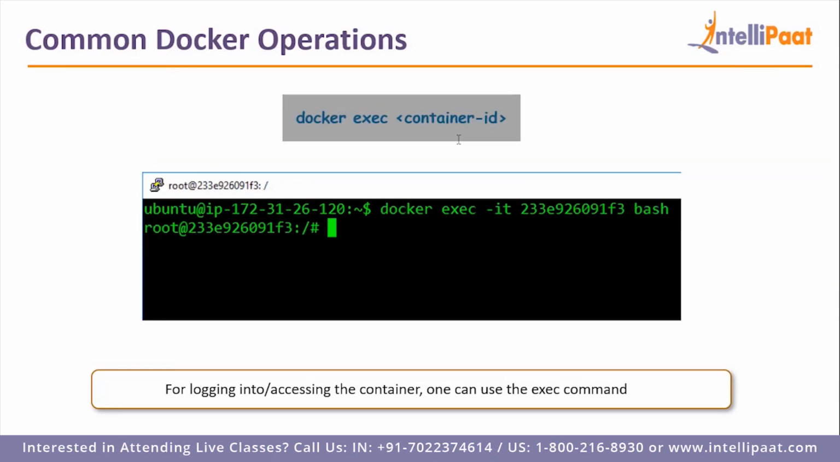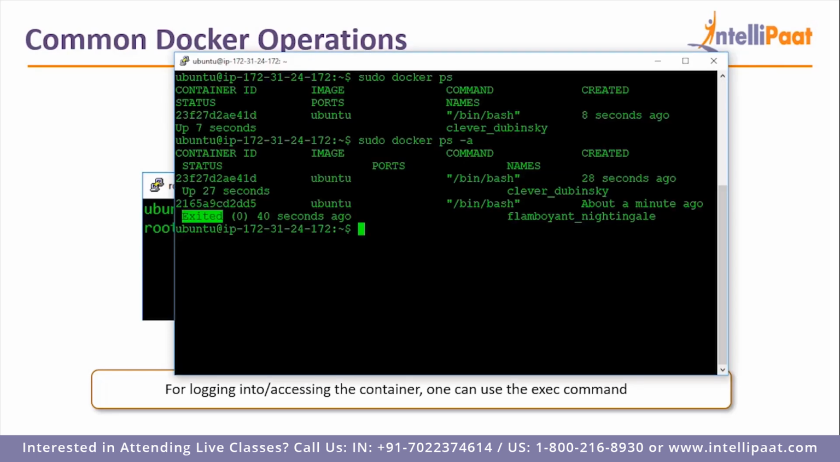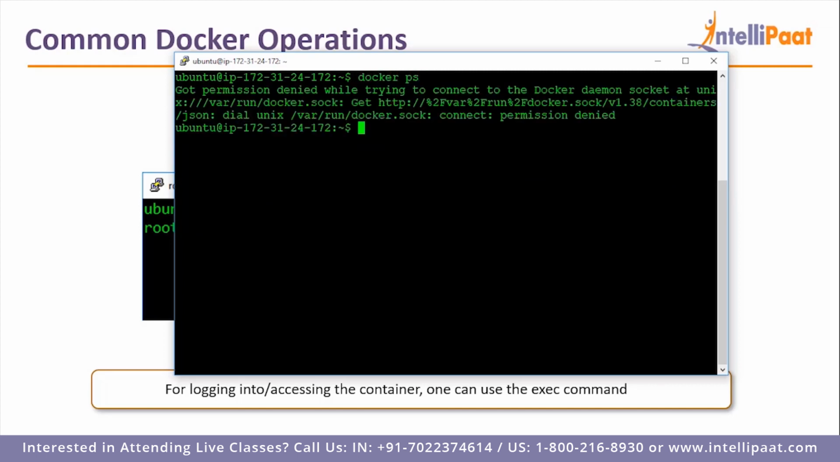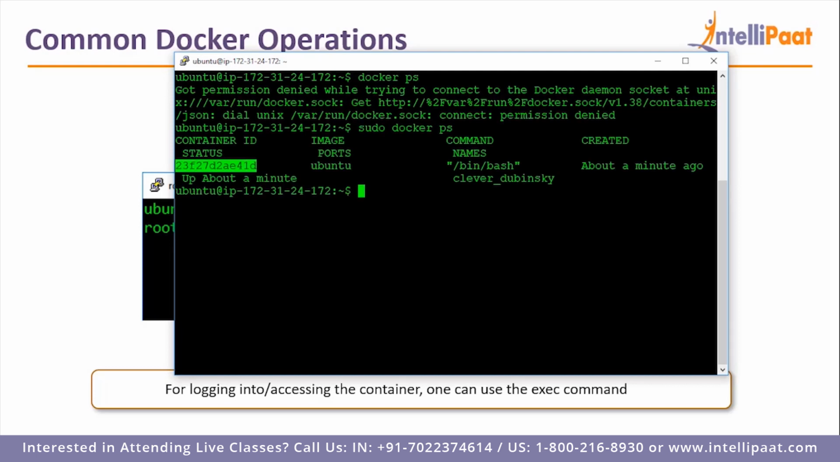Okay, now the next step would be to work with the container. We have started the containers, but the next step would be to start working on them. And how can we do that? We can basically do that using the command docker exec. What we'll do is first get the container ID with docker ps. All right, so this is the container ID of the container which is currently running.